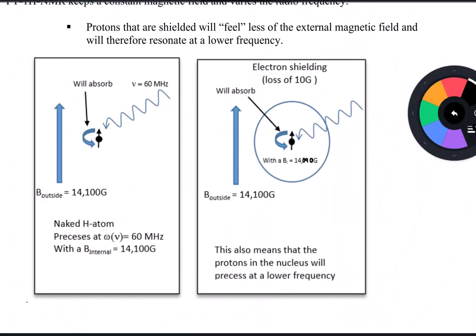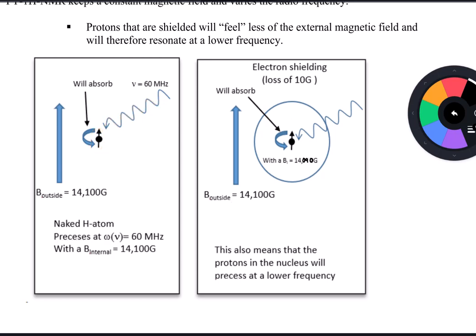So if we look at this first panel, we can see we have a proton. It's a naked H atom, and a naked H atom with an external magnetic field of 14,100 Gauss precesses at 60 megahertz. So at 60 megahertz on the operational frequency, a burst comes in, hits our proton, and we see absorption.